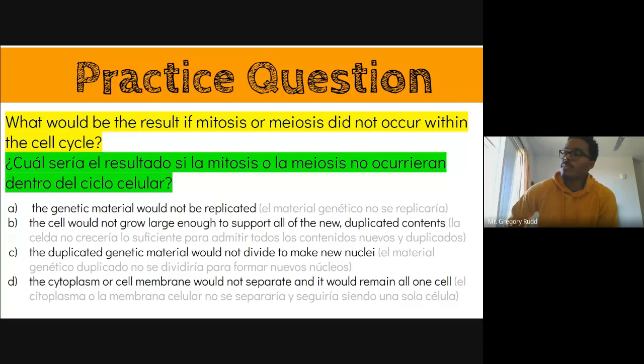What would be the results if mitosis or meiosis did not occur within the cell cycle? A, the genetic material would not be replicated. B, the cell would not grow large enough to support all of the new duplicated contents. C, the duplicated genetic material would not divide to make new nuclei. D, the cytoplasm or cell membrane would not separate, and it would remain all one cell. So if we take out mitosis, what is the result? What do you guys think?